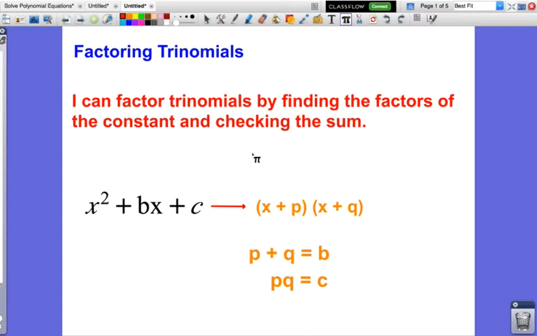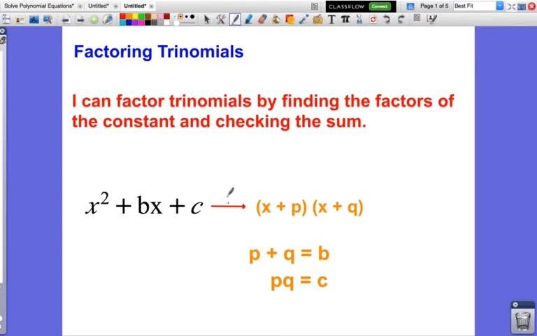So, what we're going to be doing today is we are going to factor trinomials. A trinomial has three pieces. That's why it's a trinomial, not a binomial. It's also known as a polynomial. Polynomial can be for any amount. And we're going to do this by finding the factors of the constant and checking the sum. And I'm going to explain everything of what that means.